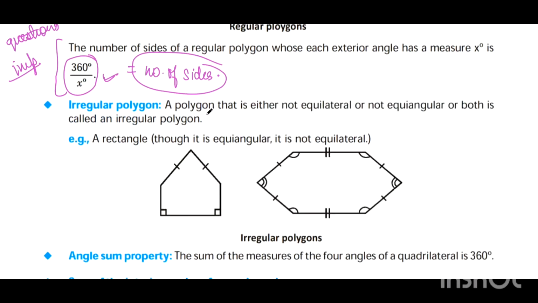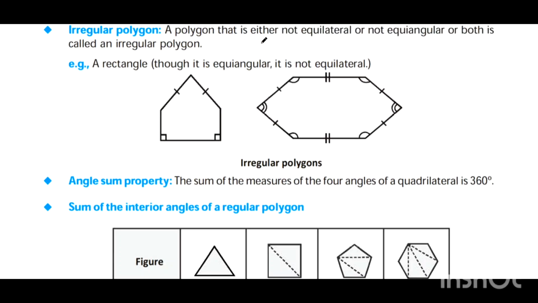Now next is the irregular polygon. What is meant by an irregular polygon? In an irregular polygon, nothing is equilateral and nothing is equiangular; both things are irregular. See, this is also a pentagon, 1, 2, 3, 4, 5. But remember one thing, only two sides are equal, and only this angle and this angle are equal. So I will say that it is not a regular polygon, although it is a pentagon. Now see this one, this is also a hexagon.